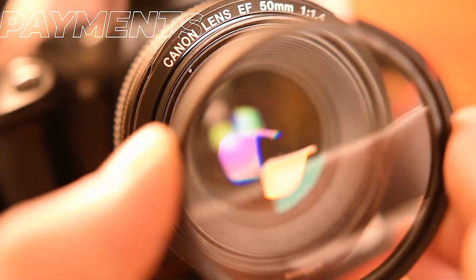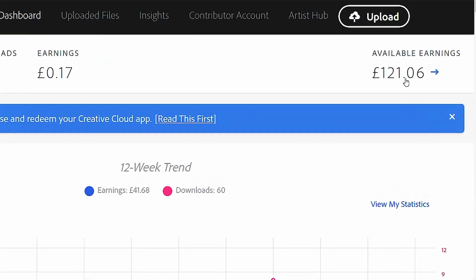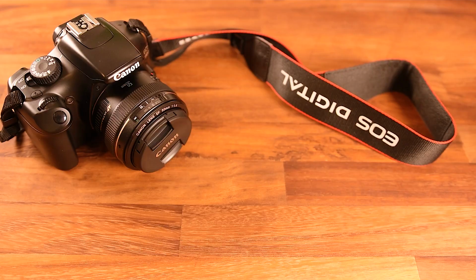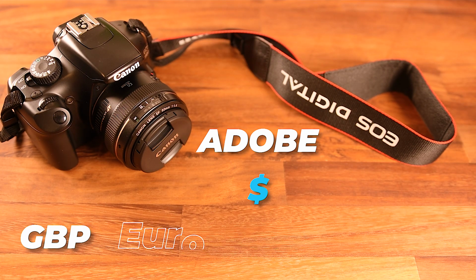Now, if you earn money from assets on Adobe, you're going to want to know how payments work. And the great news is, it's really simple. You may have spotted that my account is in pounds, and that's because I'm from the UK. But you can't have that anymore, as any accounts created after the 18th of February 2020 will all be in US dollars. And it doesn't really make a difference. All royalties are calculated based on US dollars, and in my case are then converted into Great British pounds.